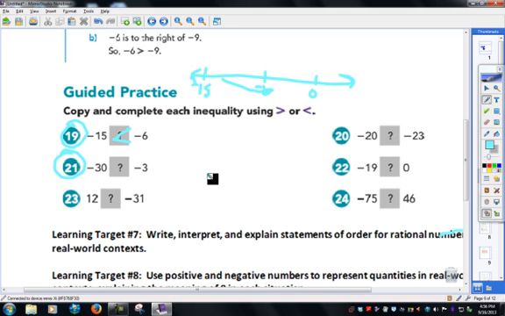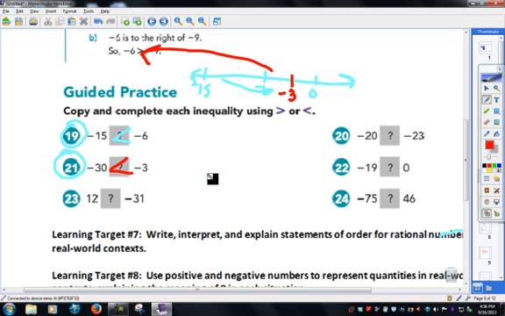Notice the inequality symbol is trying to eat the larger number. Okay, negative 3, if 0 is right here, negative 3 would be somewhere right in here. And then negative 30 would really be far away to the left. Clearly negative 3 is a larger number.